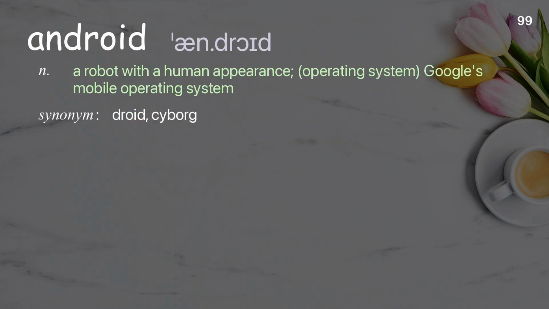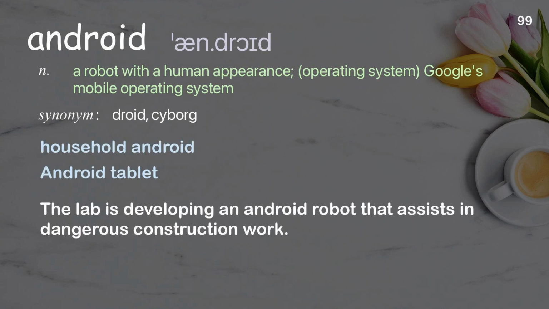Android. A robot with a human appearance, Google's mobile operating system. Examples: Household android. Android tablet. The lab is developing an android robot that assists in dangerous construction work.